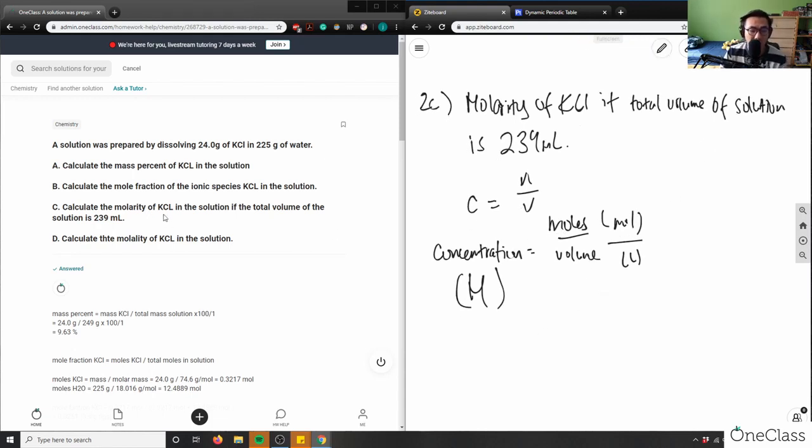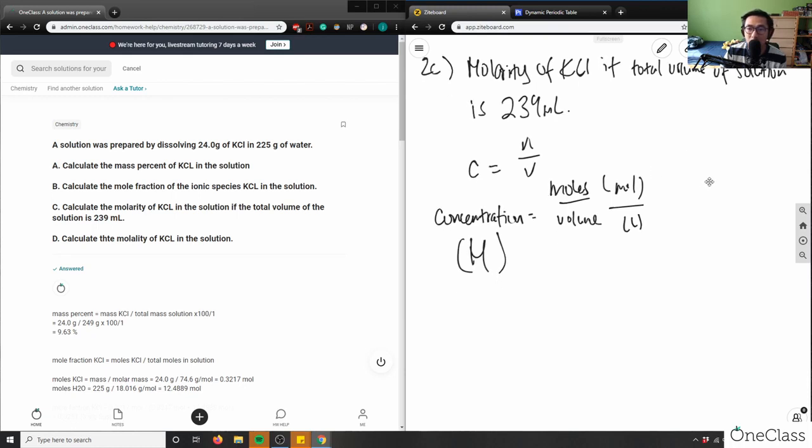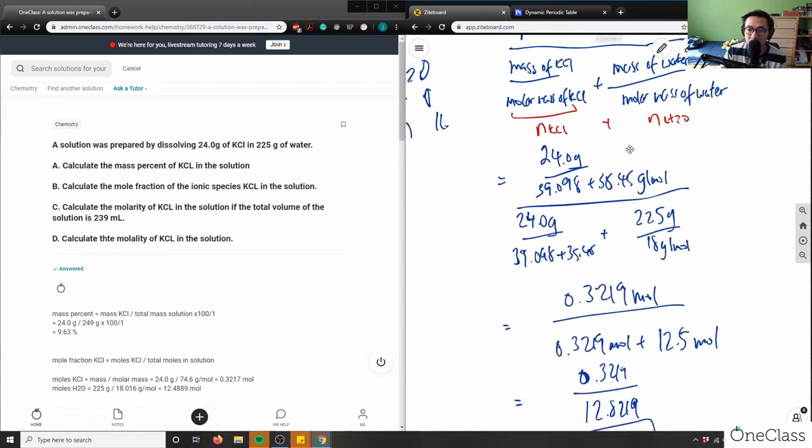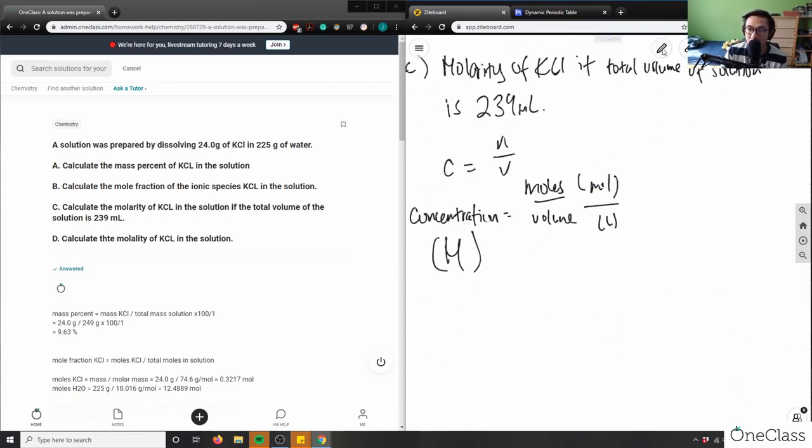To calculate the molarity of KCl in the solution if the total volume of the solution is 239 milliliters, we already have the moles of KCl. We know moles of KCl is 0.3219. So I can simply say this here is 0.3219 moles of KCl, and we're dividing it by the total volume of solution, 239 milliliters. But we have to convert milliliters into liters.